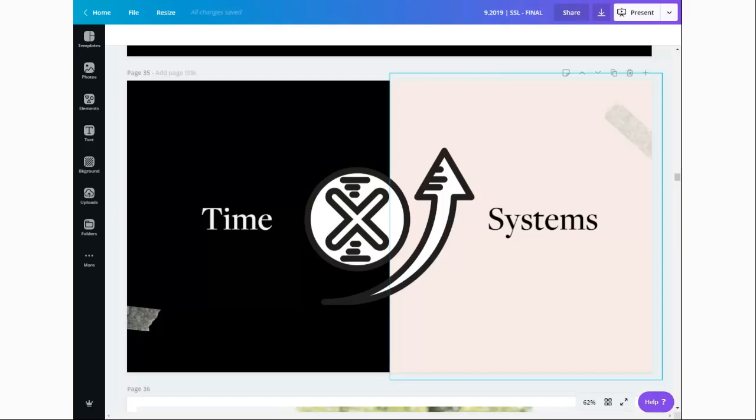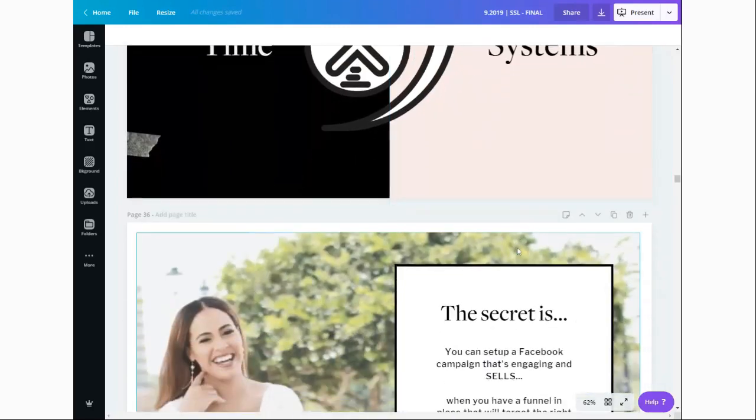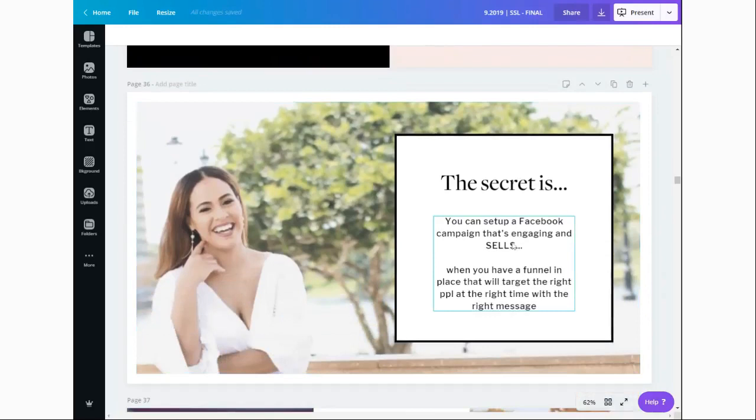Because here's the thing, y'all, if you don't have sales, you're not a business. I mean, obviously there's a lot of things that make up a business, but without sales, there is no business. Okay. So what is the first secret that you've just learned? You can set up a Facebook campaign that's engaging and that sells when you have a funnel in place that will target the right people at the right time with the right message. Okay, y'all? Make sense? Yes, you need a sales system.